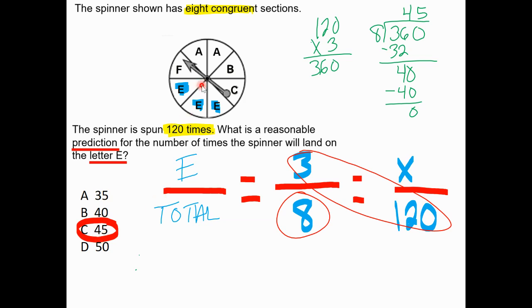Now, if I actually sat here and spun this 120 times, I probably wouldn't get the letter E 45 times. This is just a prediction.